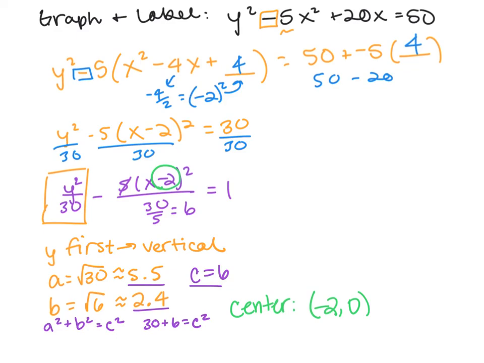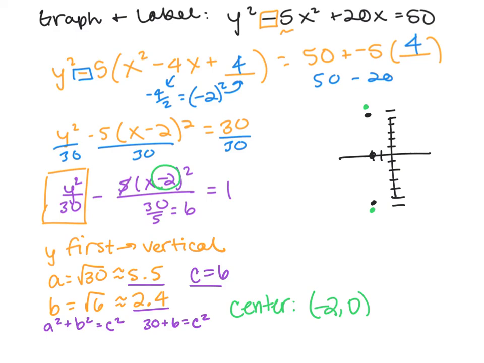So now we are ready to graph this. Center at negative 2, 0. This one is a vertical hyperbola, so we're going to count up and down a. Down, 5, 6, over. And then our foci, c is 6, so it's going right next to it for our two foci. Now we just need the asymptotes so we can kind of see the shape that this is going to make.